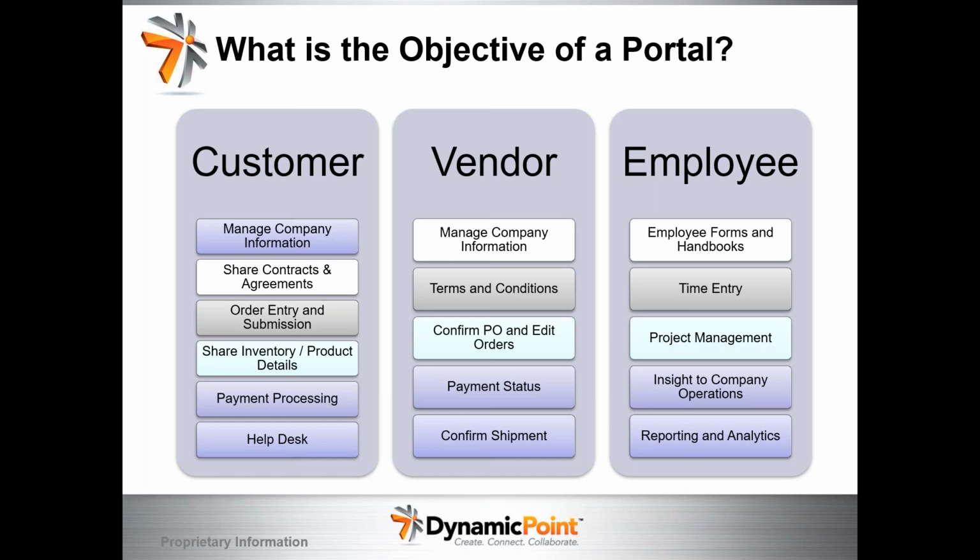Payment status. Obviously I'm not expecting payment from vendors, I'm paying them, but maybe I want to give them the ability to submit new invoices or check on the status of existing invoices and look at those payments in the system. As well as confirm shipment of POs and put in shipment information, so that I know when to expect various items that my vendor will be sending me.